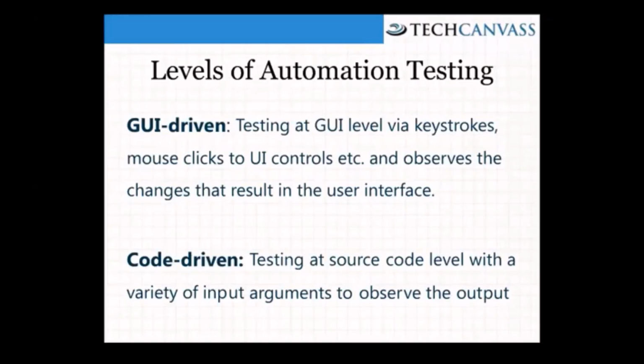Now levels. Now see, when we say levels, there are two types of automations: UI driven and code driven. Okay, so a UI driven or a UI level is based on keystrokes, mouse clicks, UI controls. Okay, and code driven is testing at source code level with a variety of input arguments, right? So we can say that we can test the API and we can test the UI.